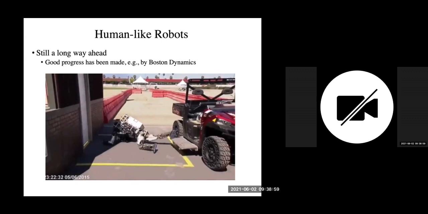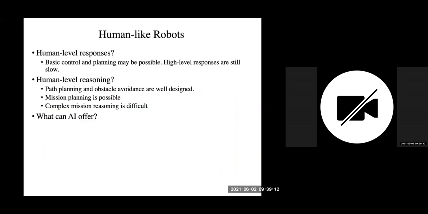So a lot of progress has to be made. Boston Dynamics has made a lot of progress towards human-like robots, but they still have a lot of challenges. Okay, I'm going to look at the next one.